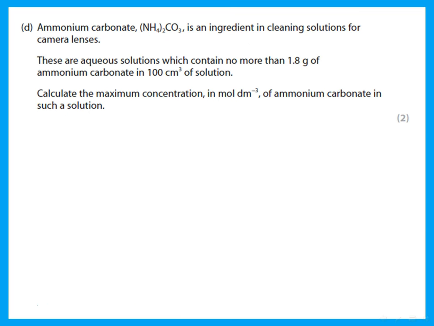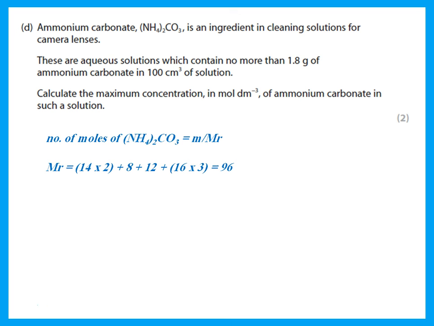Ammonium carbonate is an ingredient in cleaning solutions for camera lenses. These are aqueous solutions which contain no more than 1.8 gram of ammonium carbonate in 100 centimeter cubed. Calculate the concentration of this solution. He wants the concentration in mole per decimeter cubed. So that means I need to get the number of moles first. The number of moles is mass over the molecular mass. I calculated the molecular mass to be 96, and that means the number of moles is the mass he gives me over the 96. That gives me the number of moles.